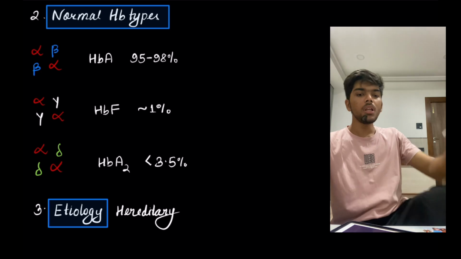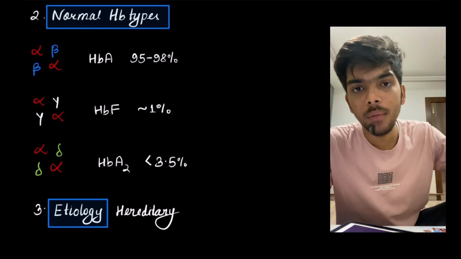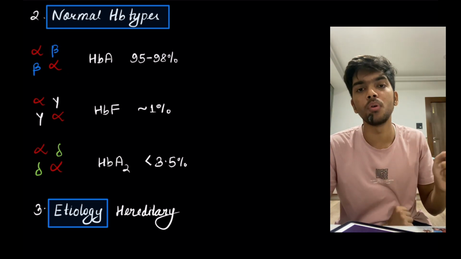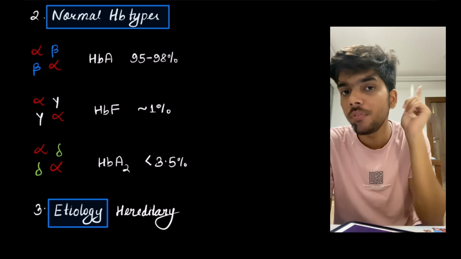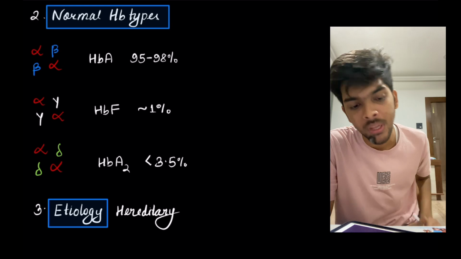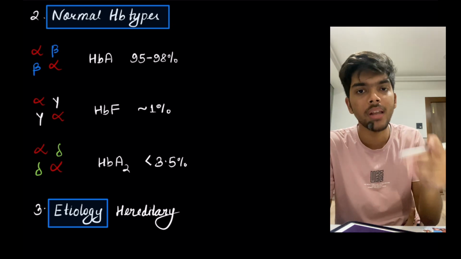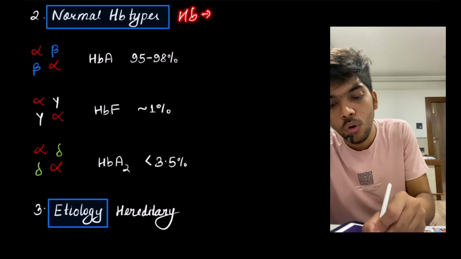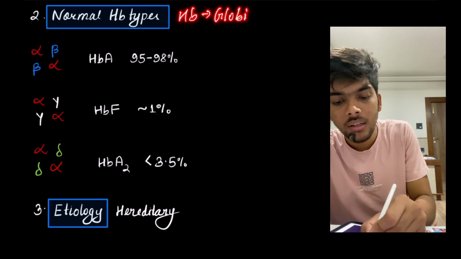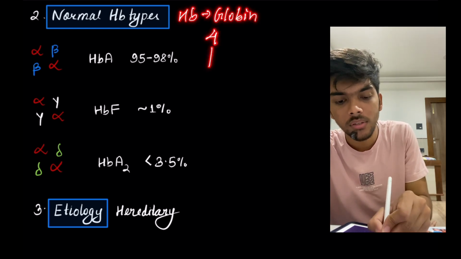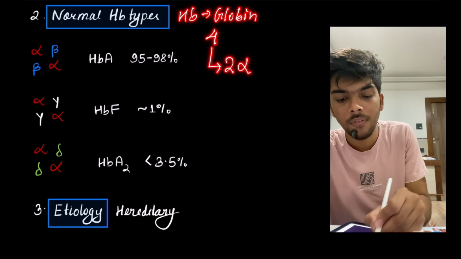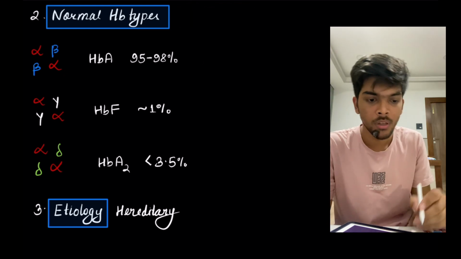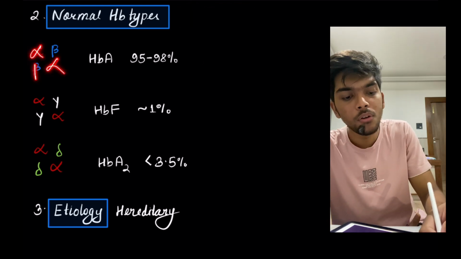Okay, now let's look at the normal types of hemoglobin so that we can understand the abnormality in the hemoglobin once we get into the pathophysiology of sickle cell anemia. So there are three different normal types of hemoglobin. As I said earlier, hemoglobin contains globin protein, right? And there are altogether 4 globin proteins, out of which 2 of them are alpha chains and the rest 2 are mostly beta chains. So you have 2 alpha chains and 2 beta chains.